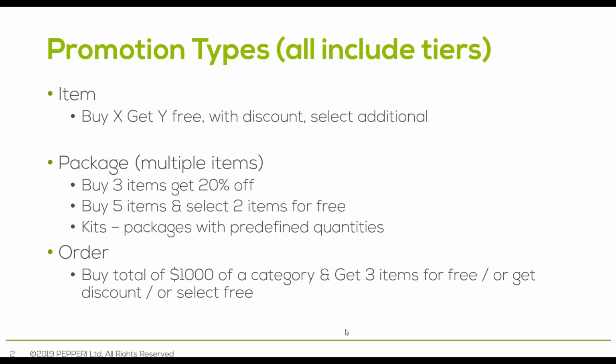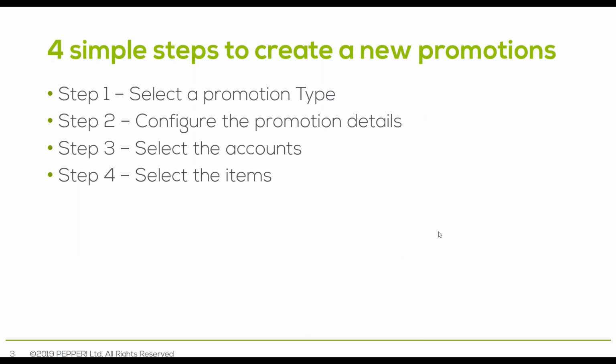So what you're noticing here is that the incentives are the same for all of the promotion types. Get items for free, select additional for free, get a discount, get a price discount. And the conditions are for items and packages based on quantity, and for orders on total amount. Okay, that's an overview of the promotion types. Now we'll take a look at each one and see how to install it and how to set it up.